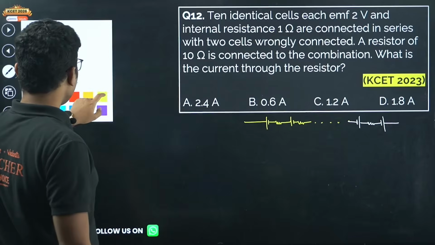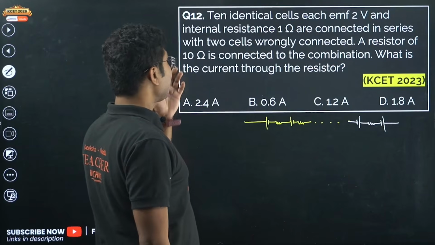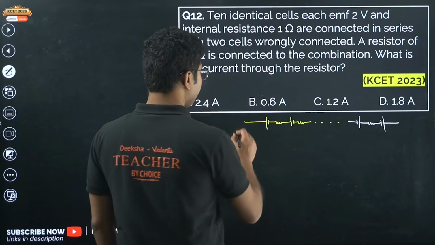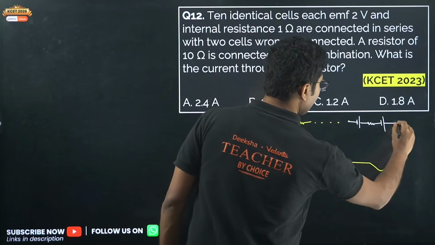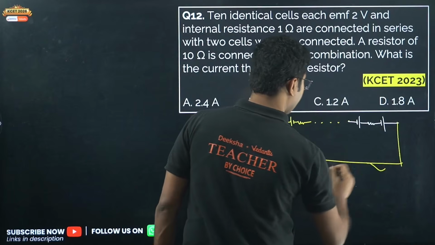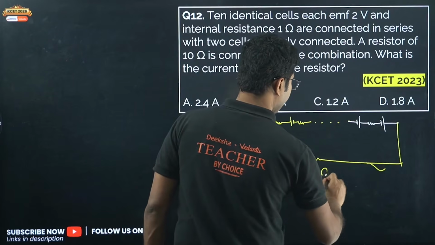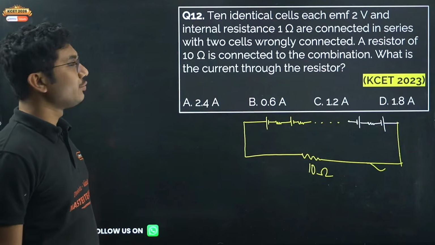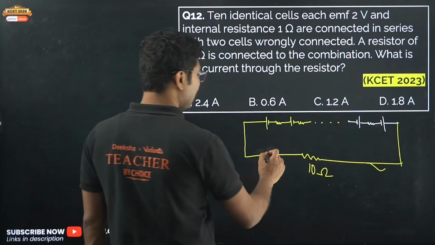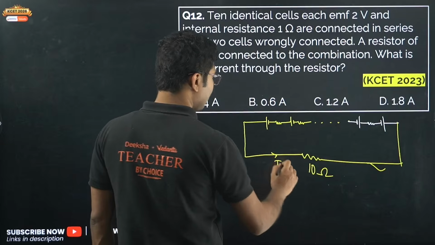Now a resistor of 10 ohm is connected in the combination. So in this combination we have a 10 ohm which is connected from the outside. Now it is asked, what is the current through the resistor?